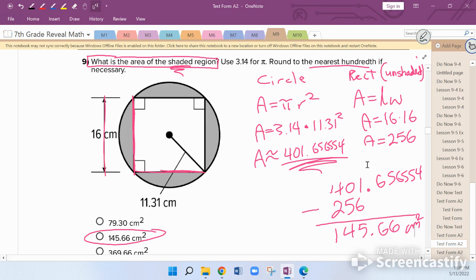Now we are moving right along. We're going on to the next one. We do all the questions.